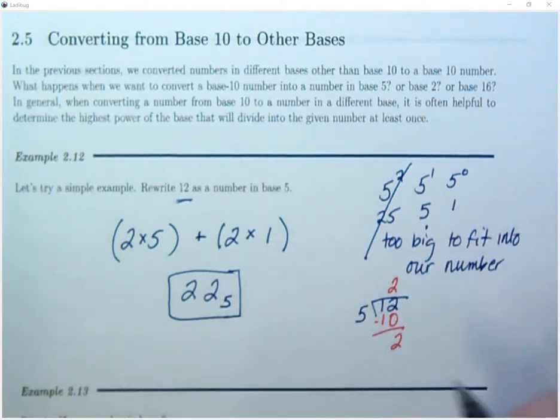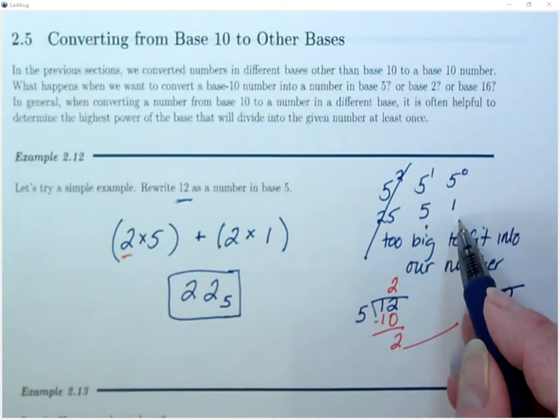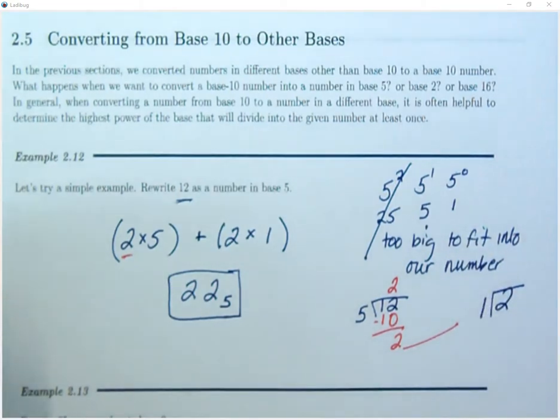We have a remainder of 2. Now we're going to put the remainder up here. So this is where we get our 2 groups of 5. And then our remainder now becomes what we're dividing into. And the next power down is 5 to the 0 is 1. We do this all in our head, of course, but I'm just showing you the process.